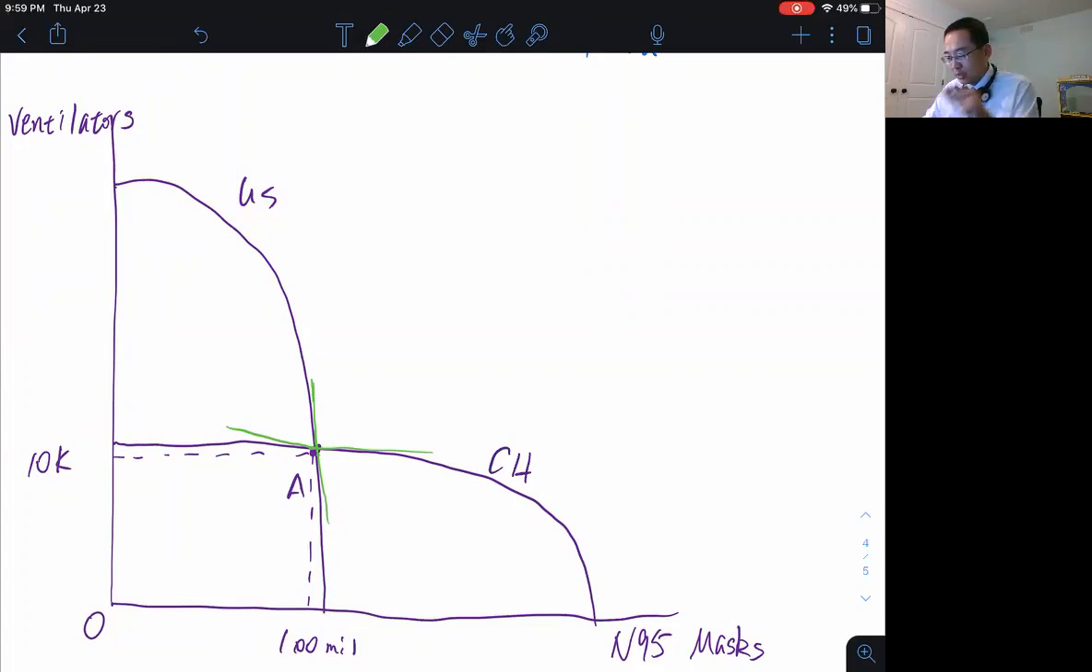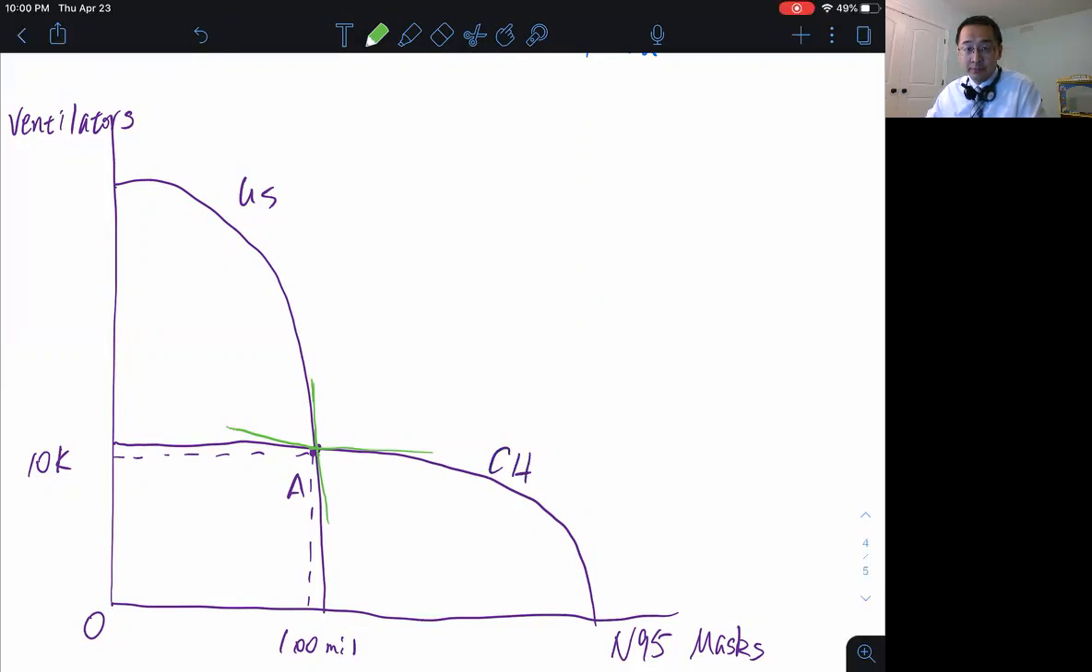But when the U.S. at point A is making one N95 mask, we have to give up a huge decrease vertically. So we have a huge, negative rise for a little bit of run increase, right? So we don't have the comparative advantage in N95 masks. And last time we said if we don't have the N95 mask comparative advantage, then we know we have the ventilator comparative advantage.